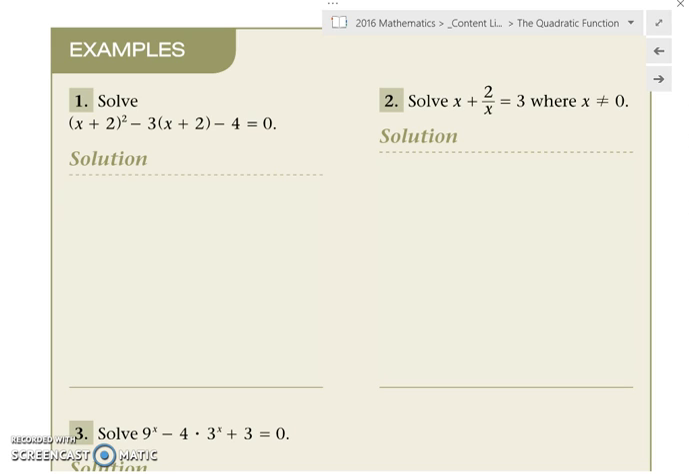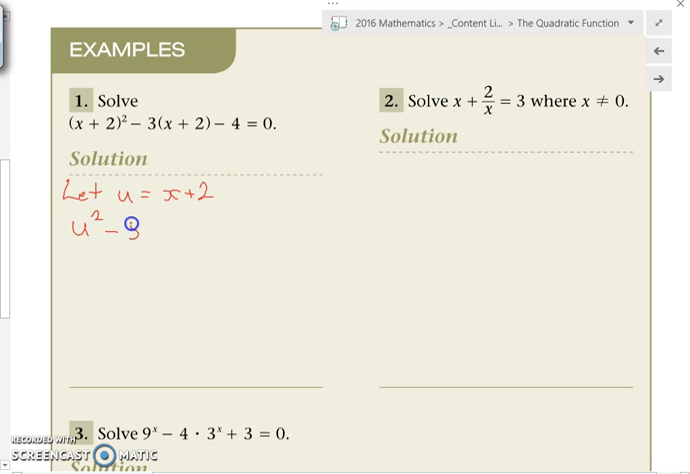You've got (x plus 2) all squared, minus 3 times (x plus 2), minus 4. So what we're going to do is use substitution. We're going to just say let u equal x plus 2, because that way we get down to something a bit more simple. So if we've let u equal x plus 2, we're going to have, all of a sudden, u squared minus 3u minus 4 equals 0.